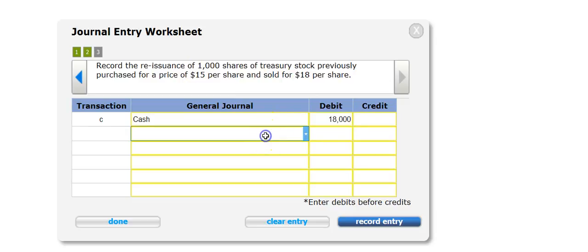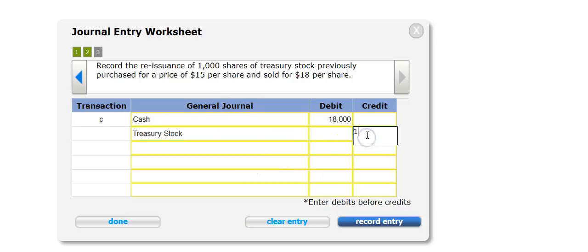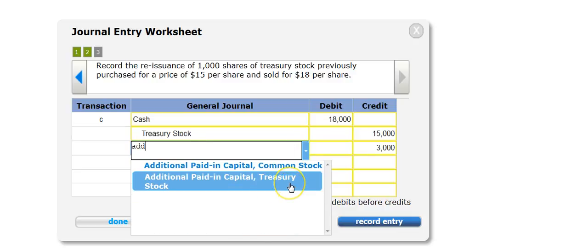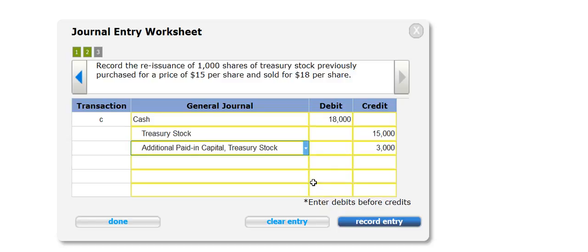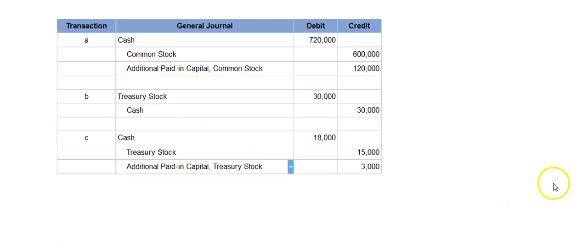We're going to credit Treasury stock for the amount that we originally paid, $15 a share times 1,000 shares, to reduce Treasury stock by $15,000. And the difference, the extra $3,000, goes into an additional paid-in capital account. We're going to choose the one that says Treasury stock. We cannot record a gain on the sale of our own stock. We record any additional amounts received in the additional paid-in capital account, which is a stockholders' equity account. Let's record that entry. And now I'll click on Done to show all 3 journal entries.